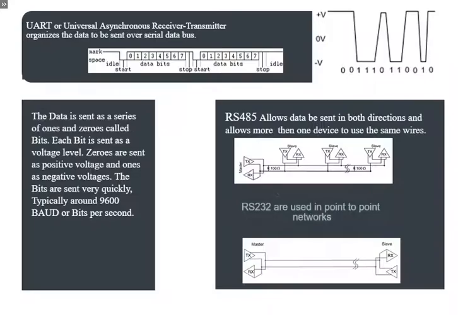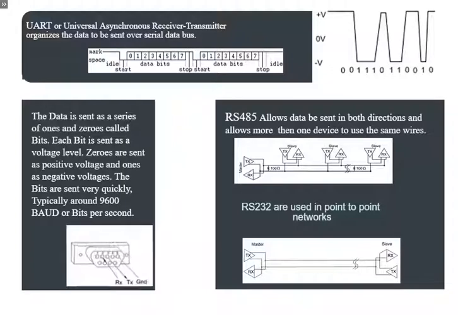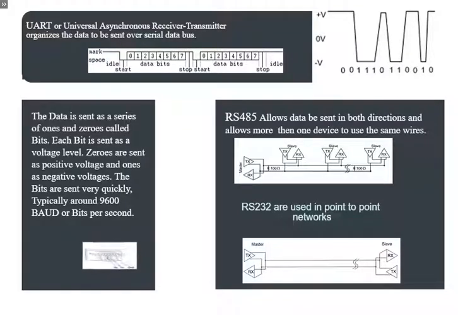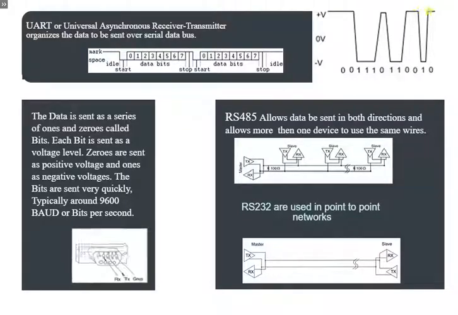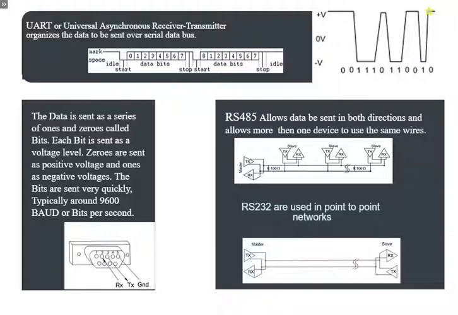You have probably seen this type of connector on the back of your computer. It's a DB9 serial connector used in the recommended standard, or RS-232, networks. The 232 networks use two wires to transmit data as voltage levels, as ones and zeros, in a point-to-point network. The bits are sent very quickly, typically more than 96 baud, or bits per second. An RS-485 network is used to extend the network to multiple devices using the same two bus wires.